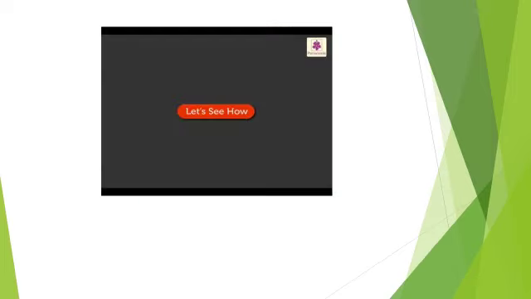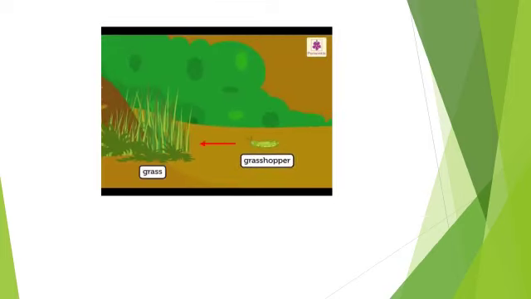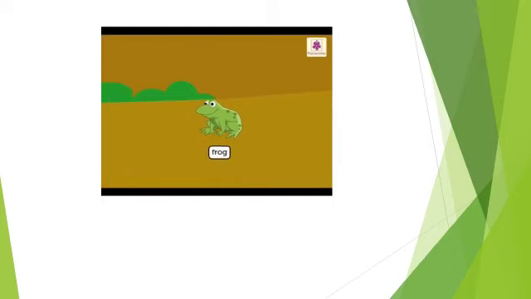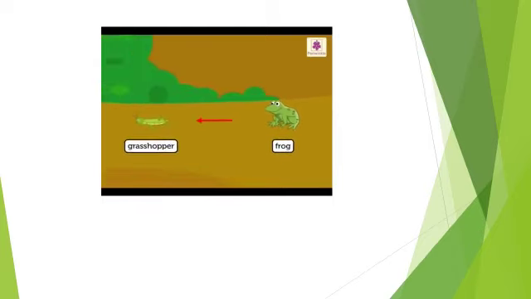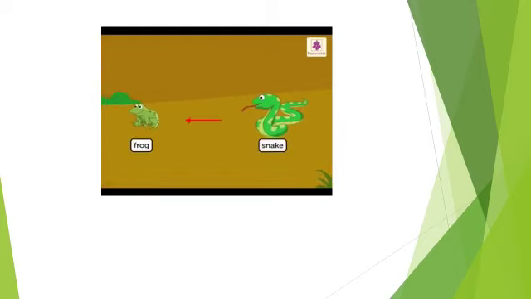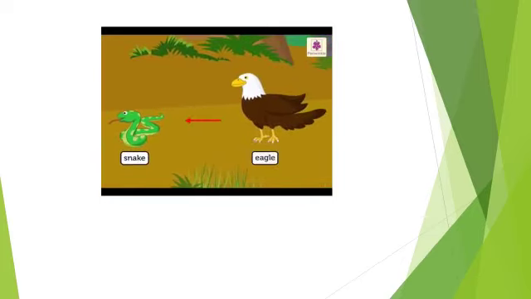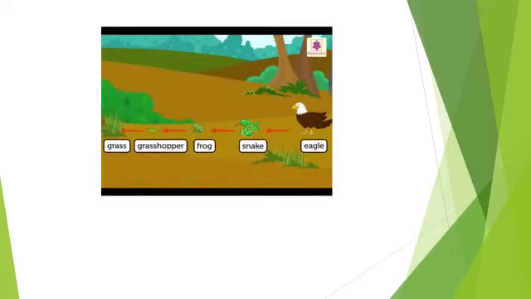See how the grasshopper depends on the grass for its food. The frog depends upon the grasshopper for its food, who in turn becomes food for the snake. The snake finally gets eaten by the eagle. But how does this help the grass?